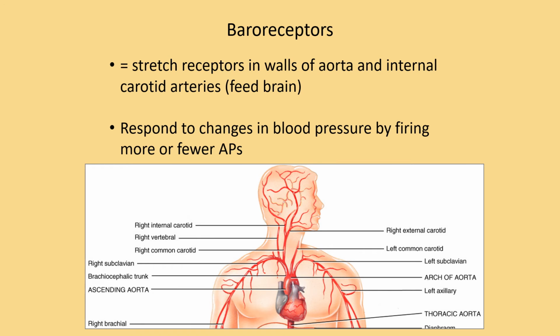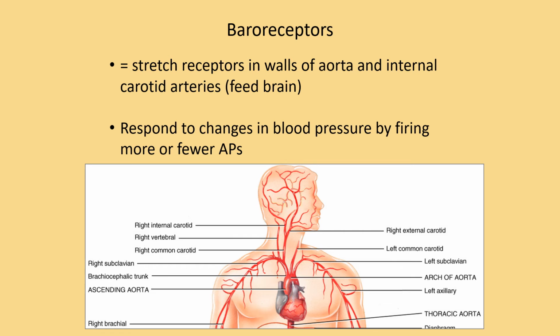Baroreceptors, we will end up talking about baroreceptors quite a bit because they will come up again for us in the cardiovascular system. So baroreceptors are pressure receptors, right? Like a barometer measures air pressure. So baroreceptors are these stretch-sensitive cells that occur in the walls of your aorta, your aortic arch, I should say, and your internal carotid arteries. Maybe in a previous class you learned about the carotid bodies. And so they respond to changes in blood pressure by either firing more or fewer action potentials.